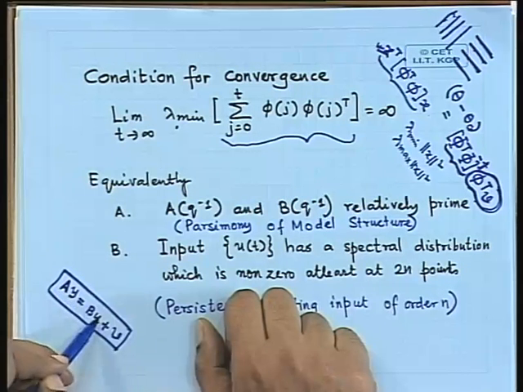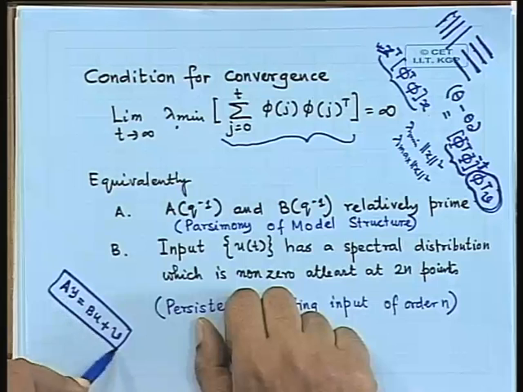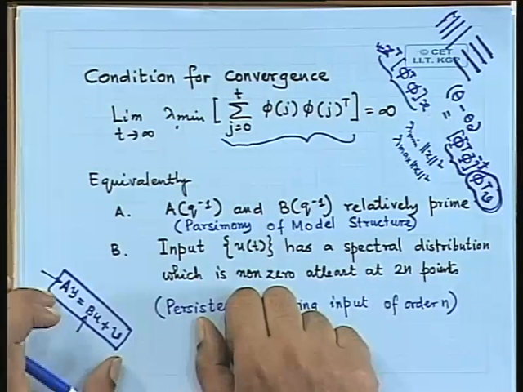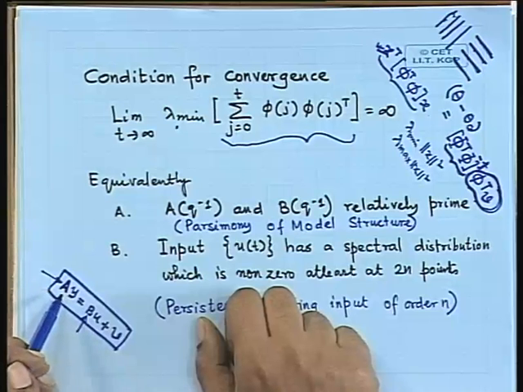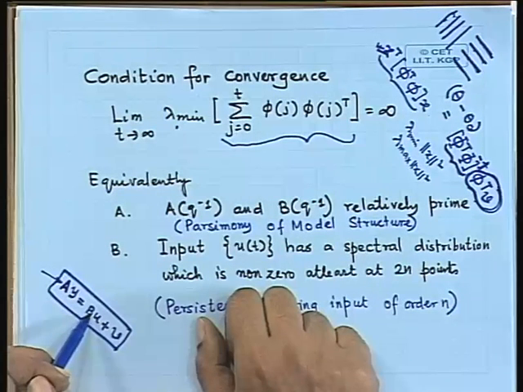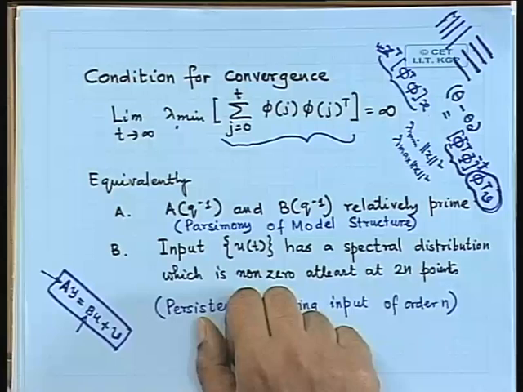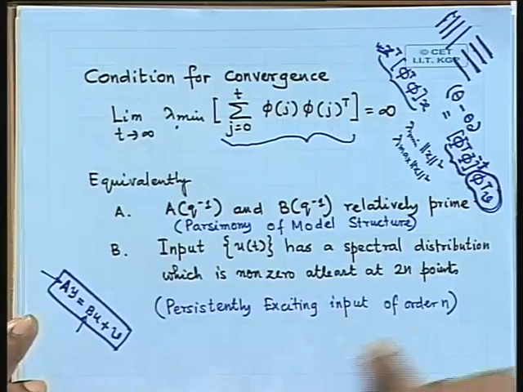If you take a system y and u which fits this kind of description, that is the data is generated in this manner where A is a polynomial and B is a polynomial, and you have taken this model structure itself, this A and this B, to estimate your parameters, then this A and this B should be relatively prime, that is, they should not have any common factors. Any polynomial can be broken up into factors. So A and B cannot have common factors. Why? We will see. There is a very intuitively clear reason.